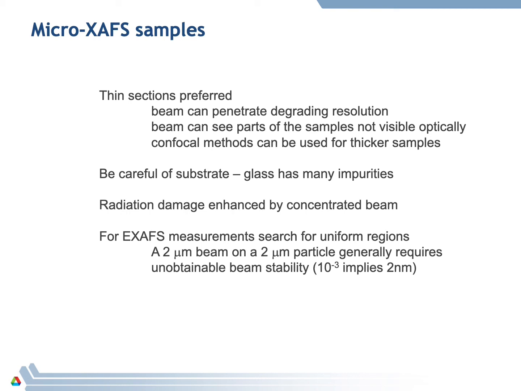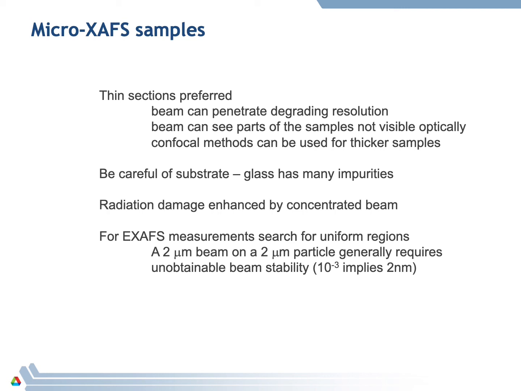Also, you have to remember that the beam can see parts of the sample that maybe aren't visible optically. So if you're looking at the thin section, what you see on the surface may not be what's right underneath. There is a method called confocal detection, which I'm not going to go into detail on, but if you use special optics on your detector, then you can make a confocal measurement where you're only looking at a certain depth in the sample. Typically, that can have a 1 or 2 micron resolution with the best optics. So you could have a virtual thin section where you just measure a 1 or 2 micron thick region of the sample.